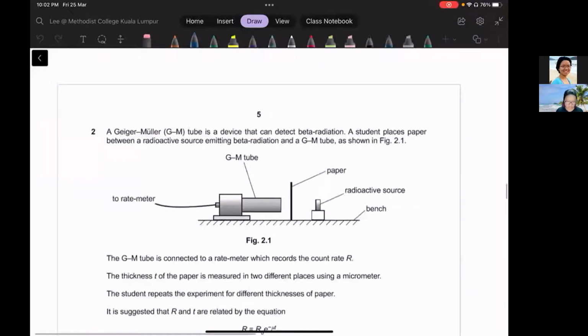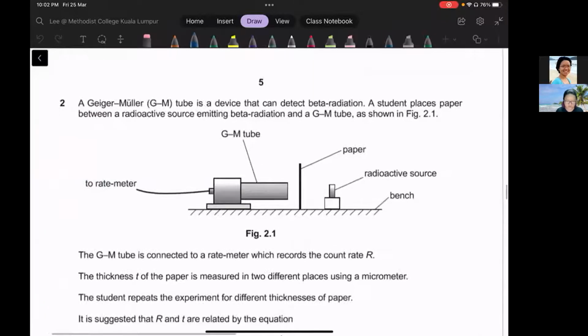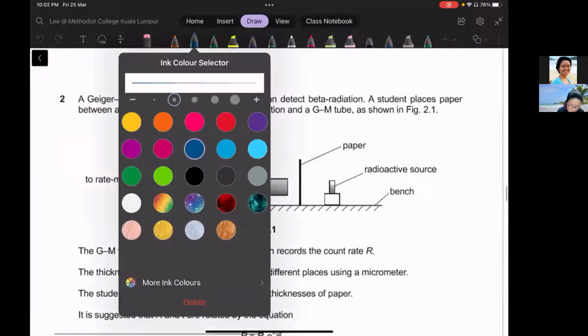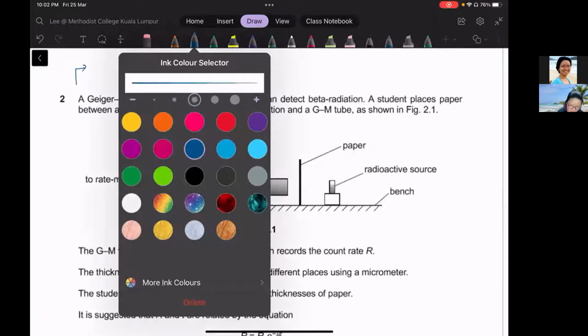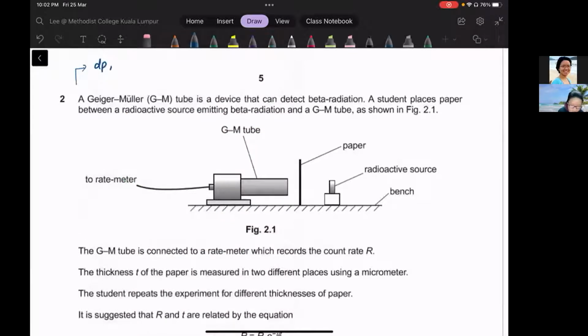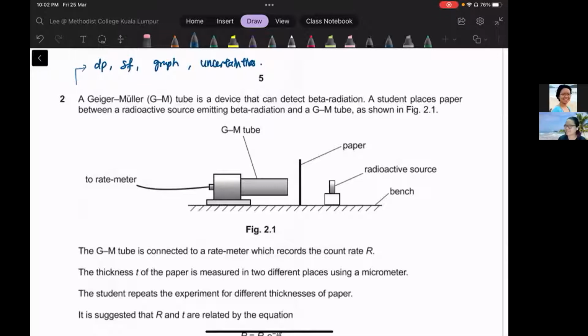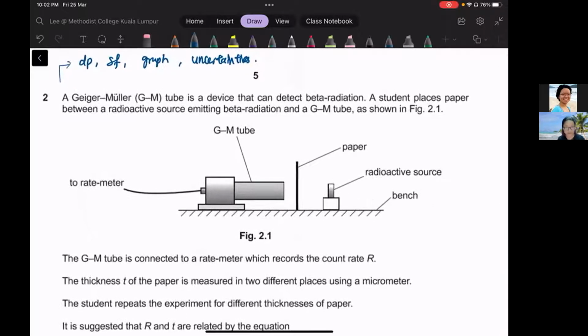Okay, so for this question, the focus is DP, sigfig, graph, and uncertainties. So if your strength is in calculation, then it is something that I will go for, because I'm better at calculation than writing essays anytime. That's why my essay technique also looks a lot like calculation steps.